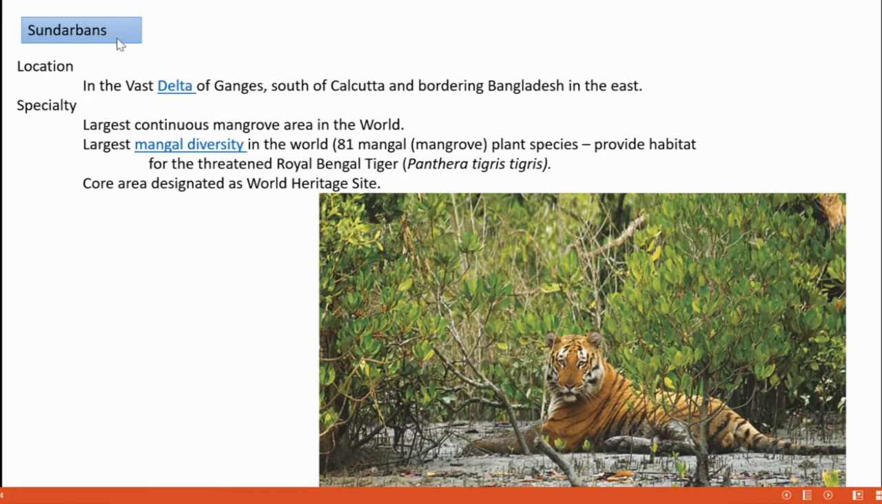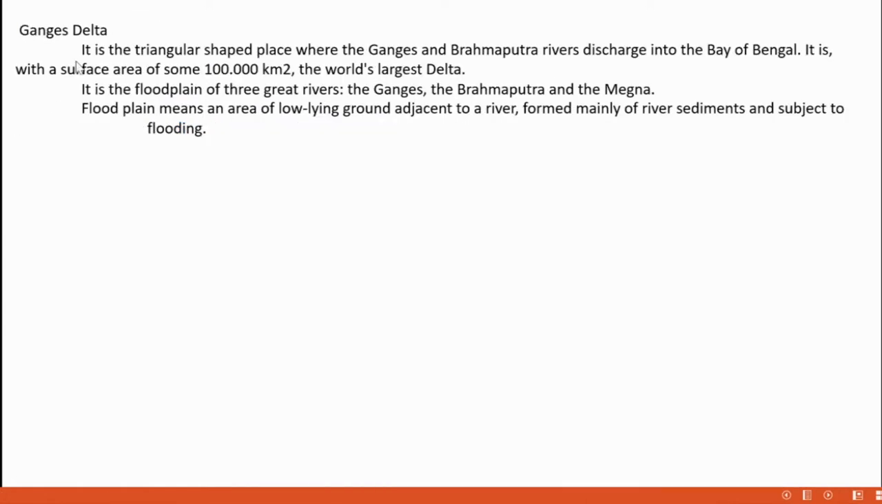Next, another biosphere reserve is Sundarban. It is located in the vast delta of the Ganges. What is this delta? This Ganges delta is a triangular shaped land area formed at the point where three great rivers, Ganga, Brahmaputra and Meghna, discharge into the Bay of Bengal. At that point, a triangular shaped landmass is present. That landmass is called Ganges Delta, and Sundarban is located in that delta.